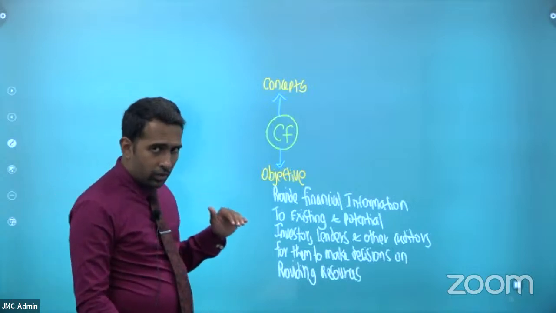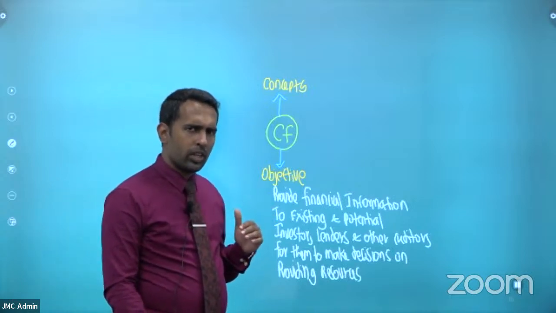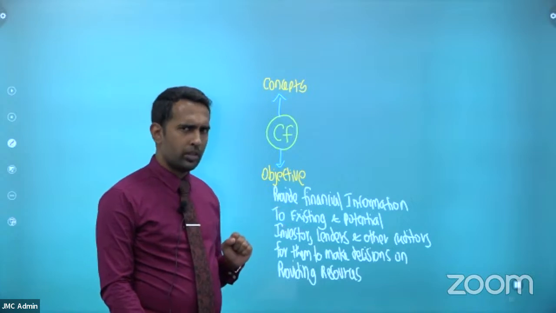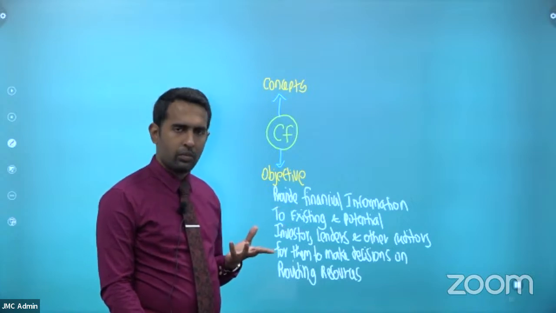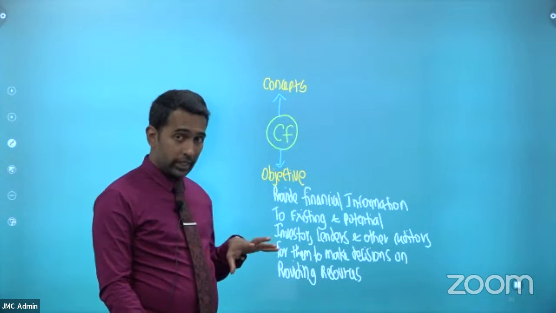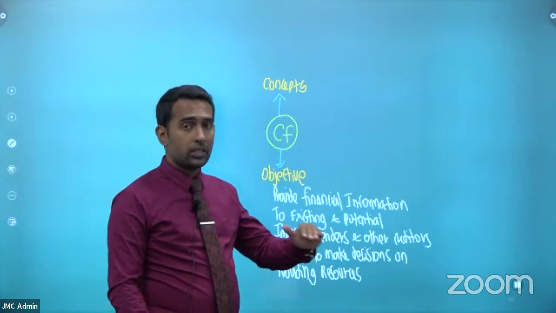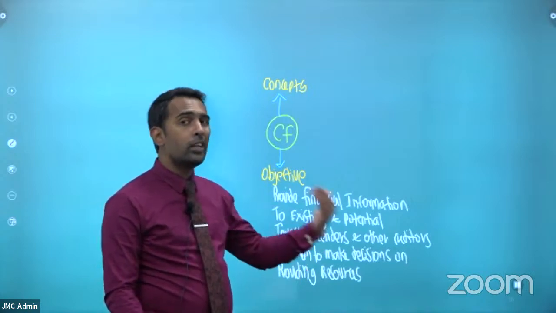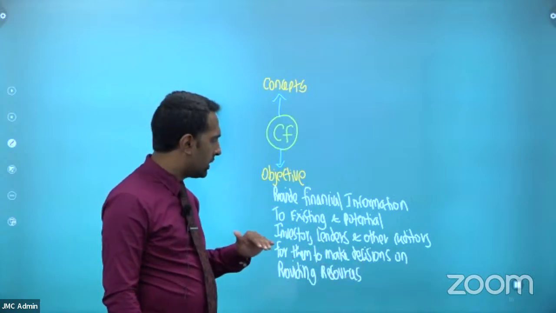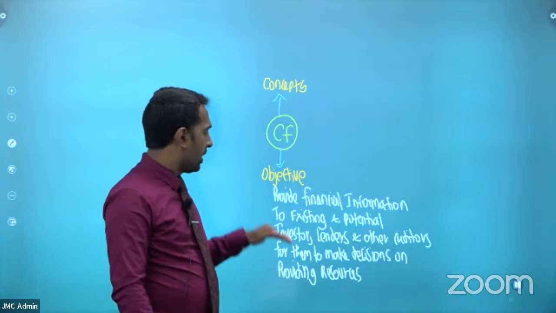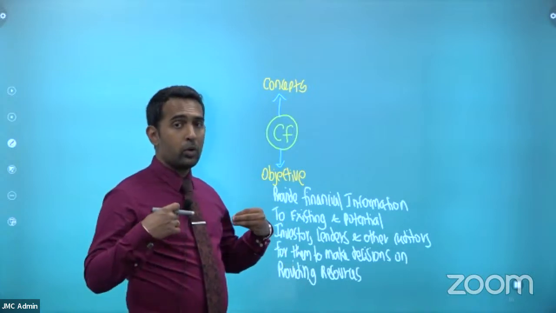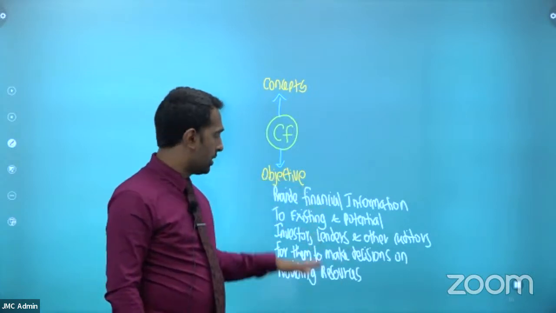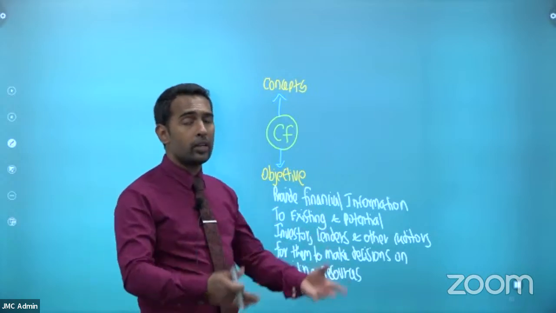Now, the objective of financial reporting is to provide financial information. We are supposed to provide financial information to whom? To existing, those who are in the business, those who have already committed in the business, as well as those who are willing to join, the potential, existing and potential. Investors, people who invest money in the business. Lenders, people who lend money to the business.